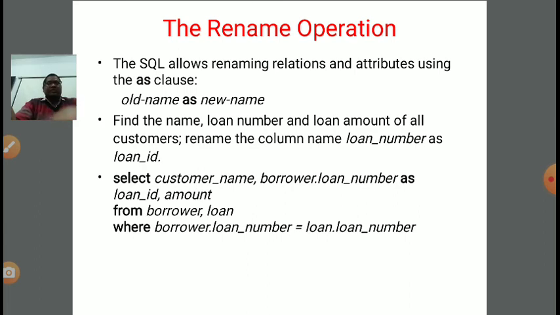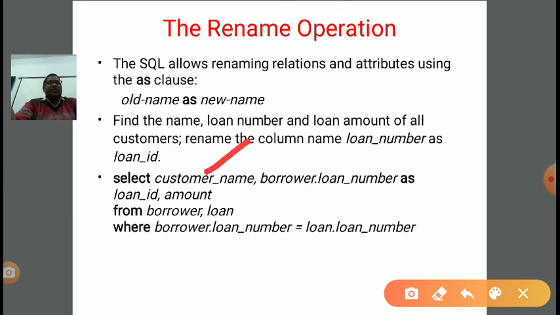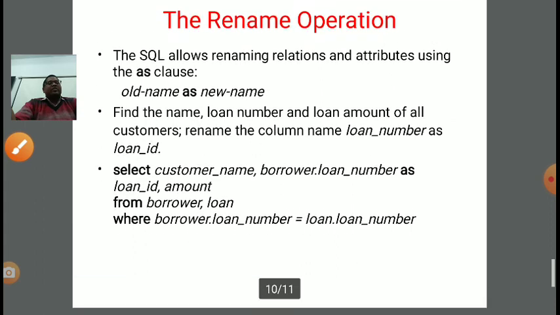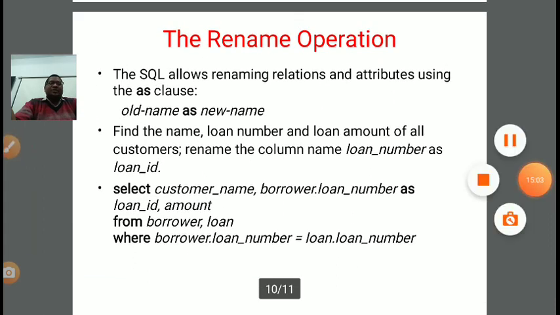How to write it? So in the select we require customer name, borrower dot loan number as. From the borrower table we want loan number, but we want to rename it as loan underscore ID. So the as operator is there, and before as we write the old name, and after as we require the new name. Okay, and then amount. From which relation? Some information from borrower and some from loan. And the where clause we are writing to remove the duplicacy, because by default in borrower and loan one attribute is common, that is loan number. So borrower dot loan number should be equal to loan dot loan number. In this manner we can perform SQL queries, and the rename operation can also be implemented. That's all from this lecture. Thank you.